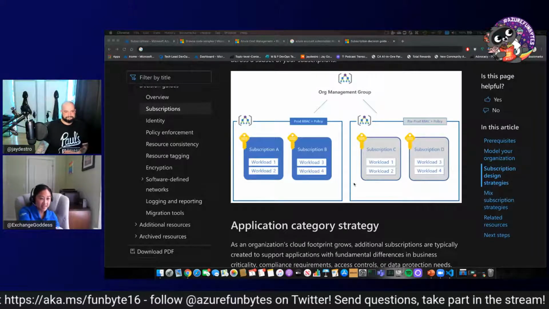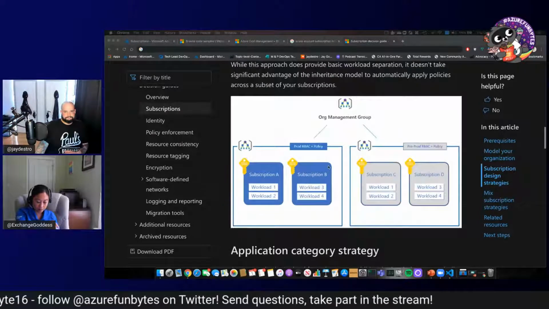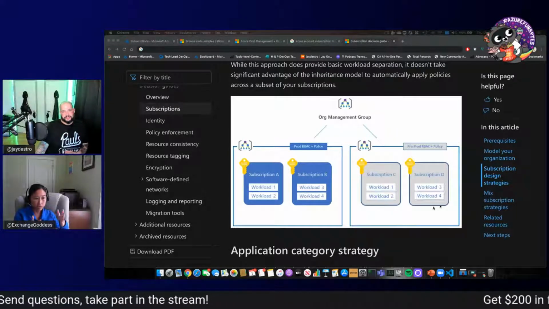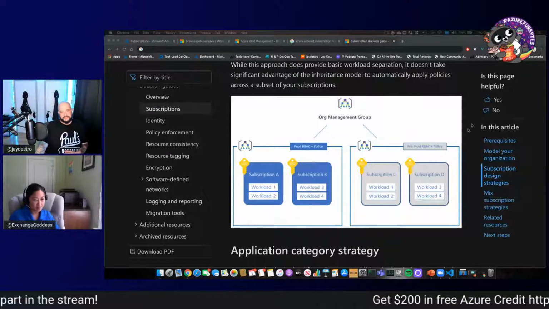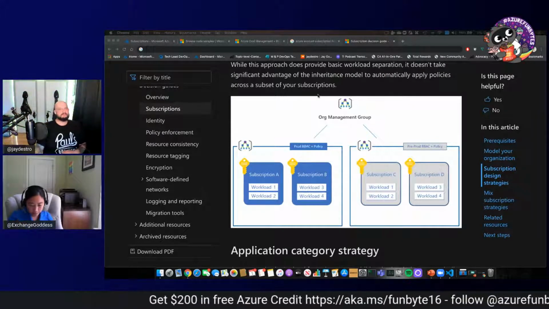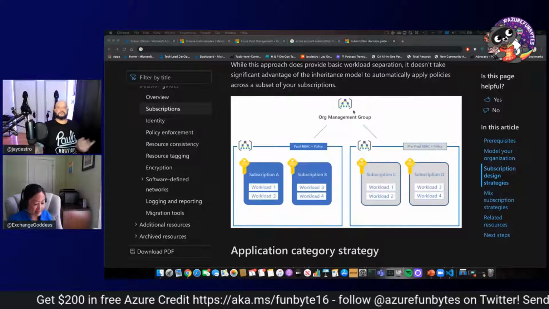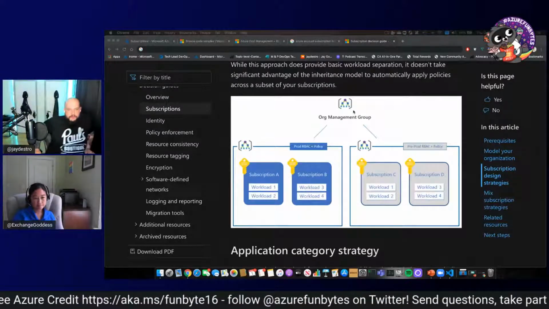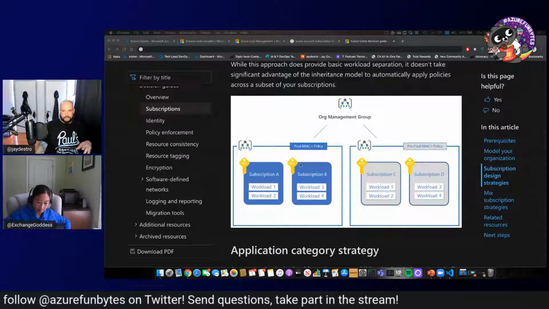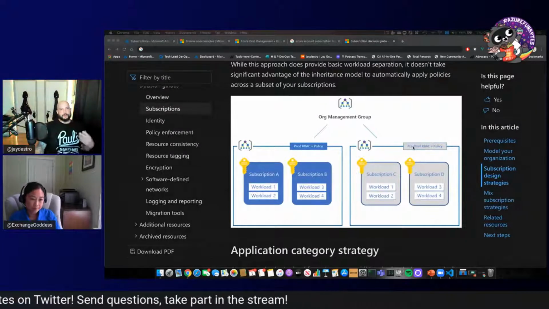I was going to say, that's actually a great model right there. Yeah, I love this diagram. So this diagram really starts with org management group. Let's think about that as Contoso. We'll just think of that as Contoso. And then within Contoso, we're going to have some individual environments that we're going to store everything in.